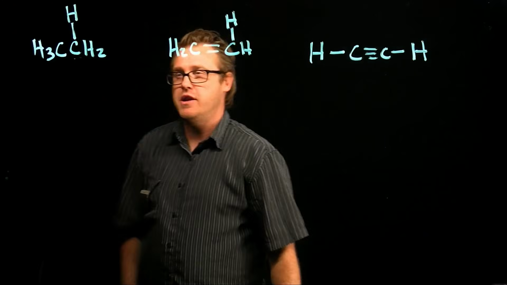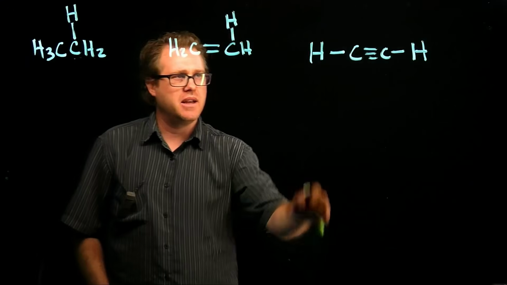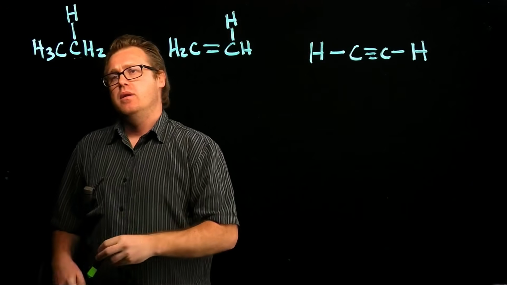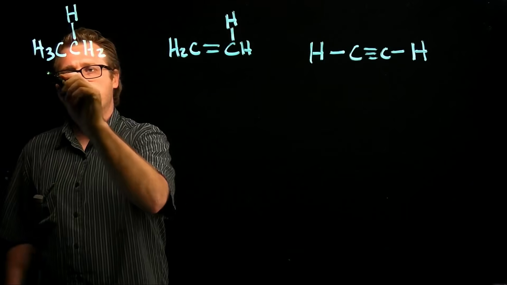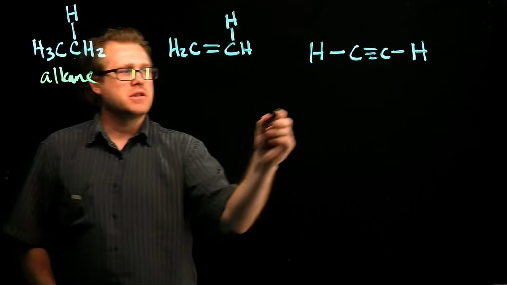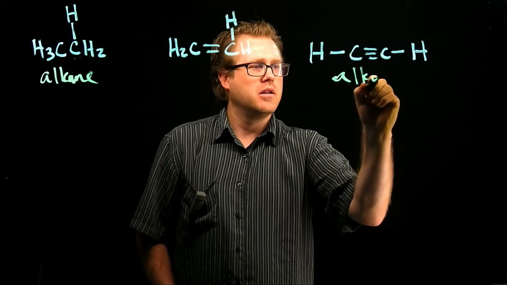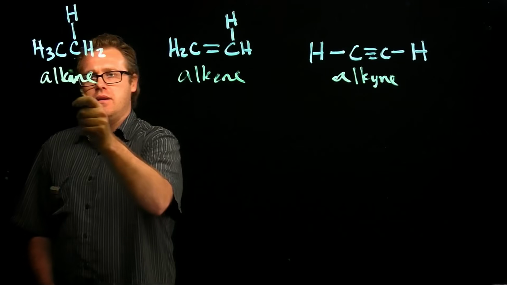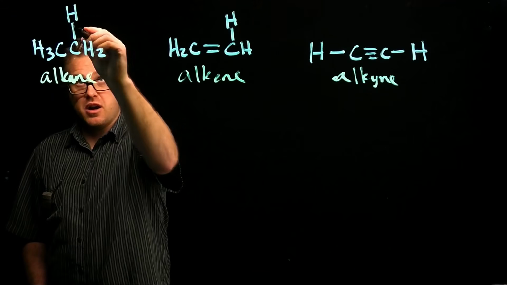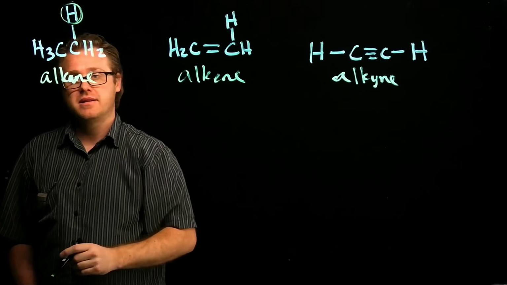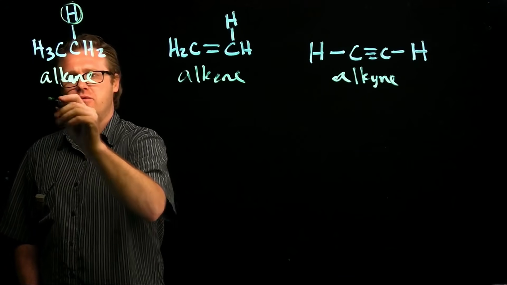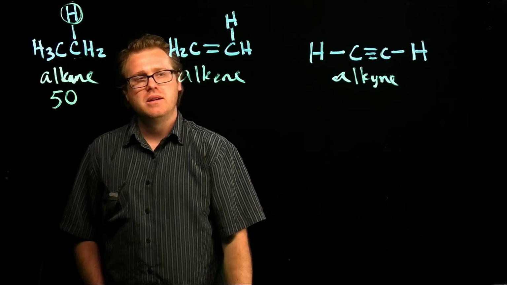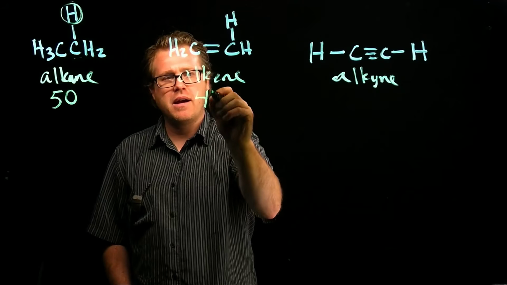Another interesting feature about alkynes is the acidity of the terminal hydrogens here. When we compare an alkane versus an alkyne and an alkene, the alkanes are the least acidic. This carbon hydrogen right here, or that hydrogen right there, is the least acidic. How acidic is it? Well, it has a pKa of around 50. Not acidic at all.